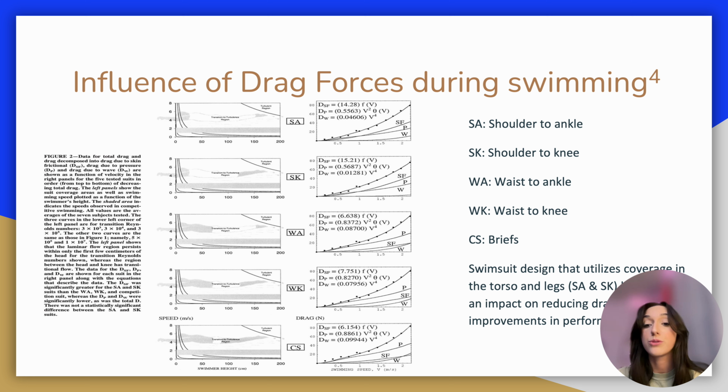had more impact in reducing drag forces, and it had more improvement on the swimmer's performance. What they noted in this study was that for swimmers, utilizing a shoulder to ankle or shoulder to knee wetsuit is more beneficial at reducing the drag forces applied to the swimmer, due to more coverage from the surface or friction drag of the wetsuit utilized, and buoyancy is also impacted for this.